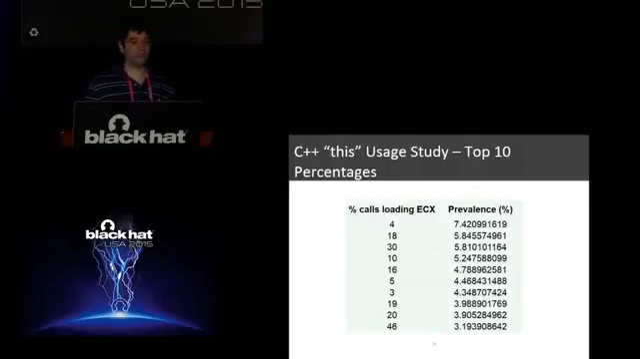Regarding the object orientation heuristics, the one looking for the load of ECX before calls, we got the prevalence here. So the most prevalent was 4 and then 18. So 4, the number important here is the 30.